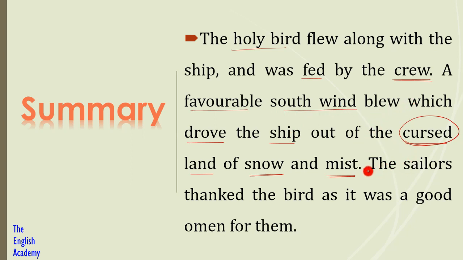So the crew was very happy that they had started sailing and the arrival of the albatross was considered to be a good sign for them, and so they fed the bird and they welcomed it. The sailors thanked the bird as it was a good omen for them. So the crew of the ship, all the sailors, were very happy that the arrival of the albatross was favorable for them.